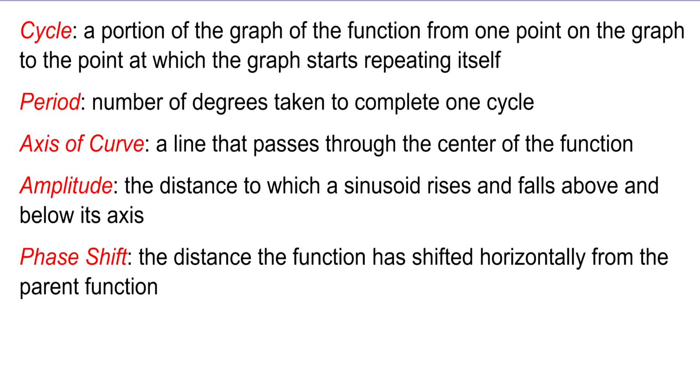Amplitude. The distance to which a sinusoid rises and falls above and below its axis. Following that wheel, the amplitude would be the distance from the top of the wheel to the axis of curve, which is where the axle is, and from the bottom of the wheel to the axis of curve. Finally, we have phase shift. This is the distance the function has shifted horizontally from the parent function.